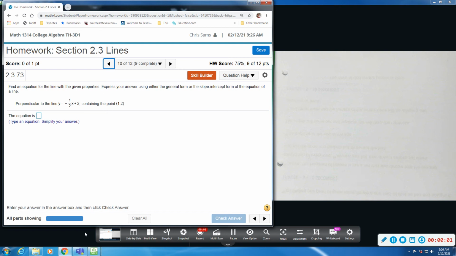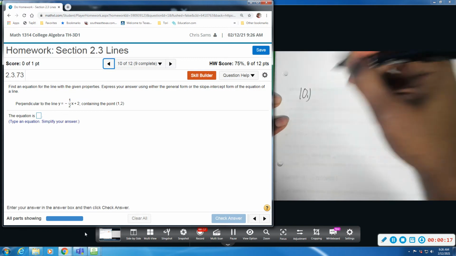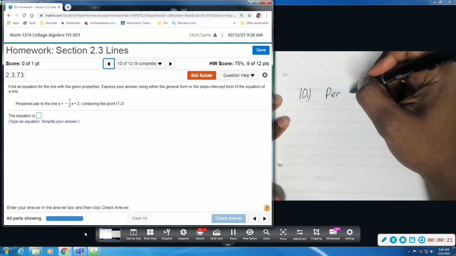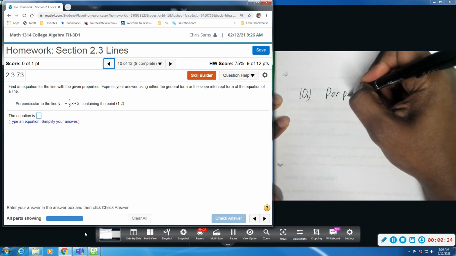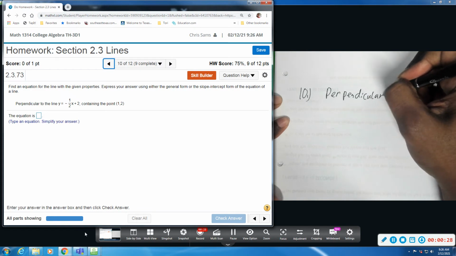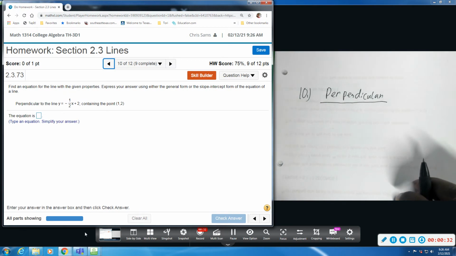Number 10, we want to find the equation of a line with these given properties and put it in either general or slope-intercept form. So this time we're told perpendicular. Okay. So number 10, we're told perpendicular. Alright, so perpendicular lines, two lines that cross, yes.